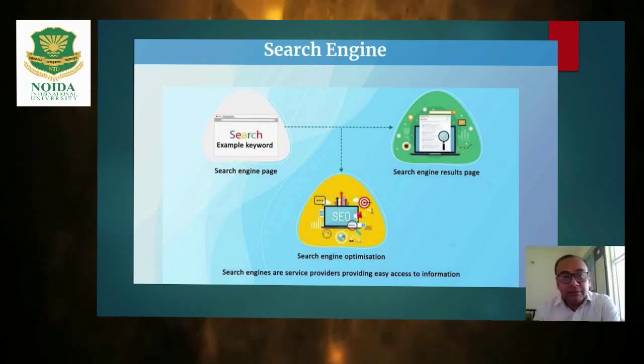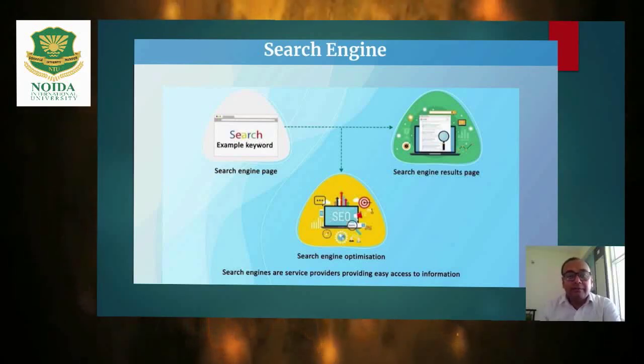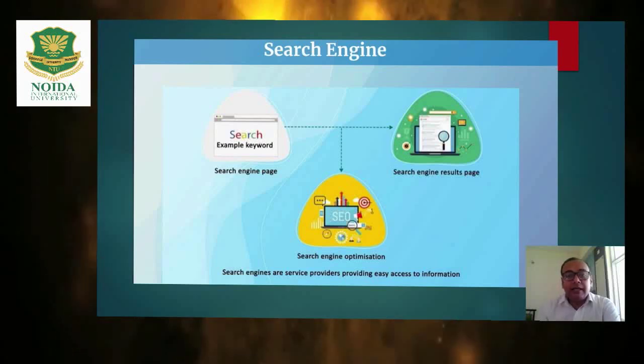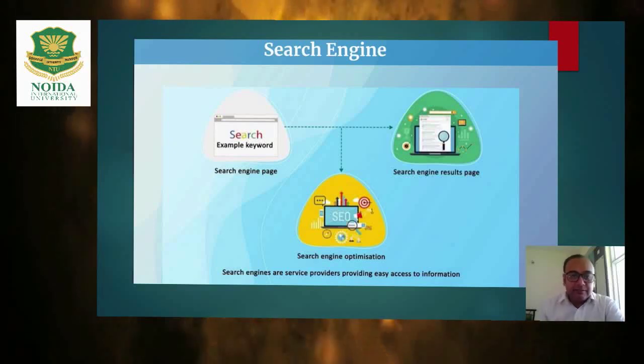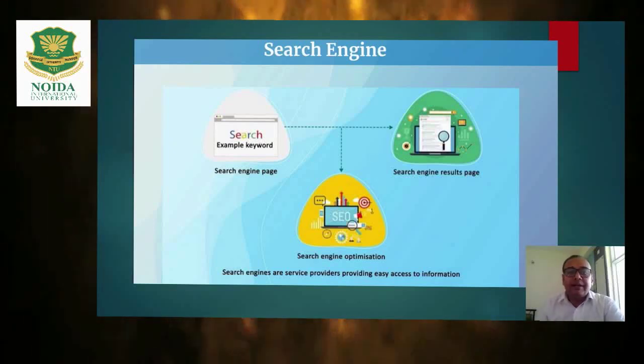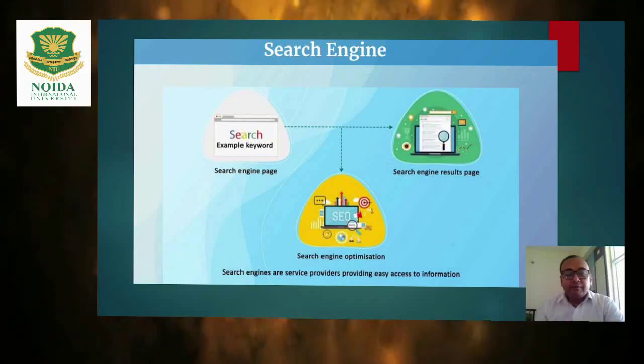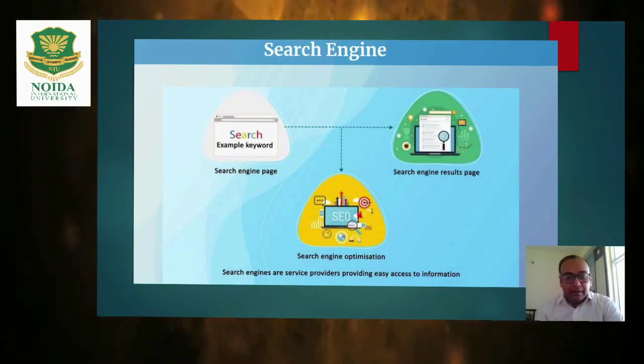So how is this information being displayed? This information is displayed in a manner that when you go to Google and type digital marketing course, it opens with the search engine results page. And that result page is the way forward towards finding what your intended information is for.